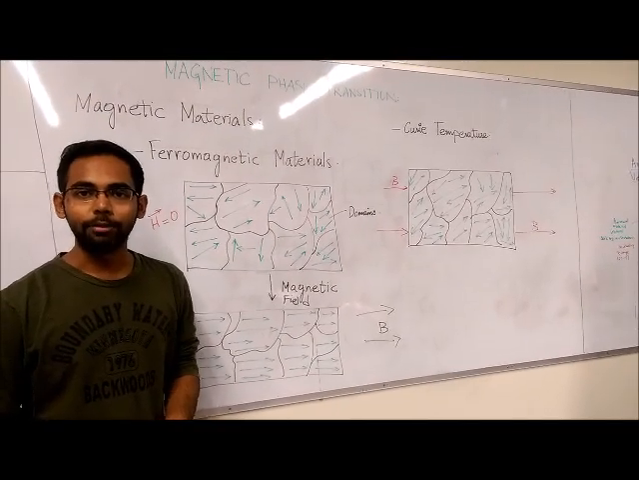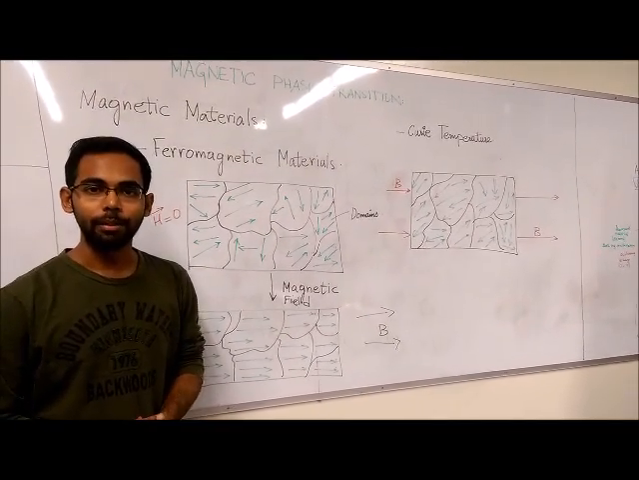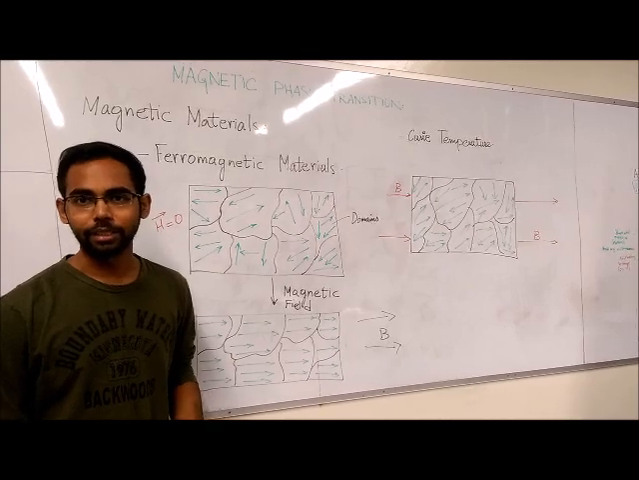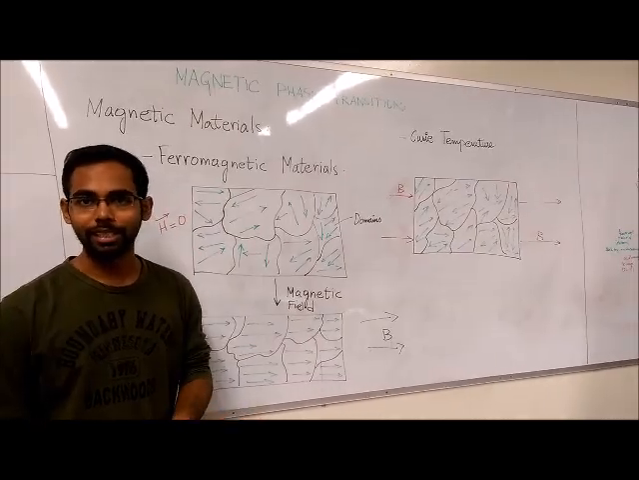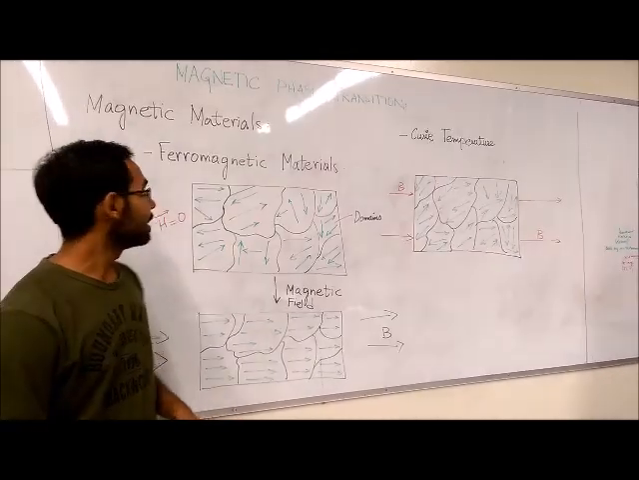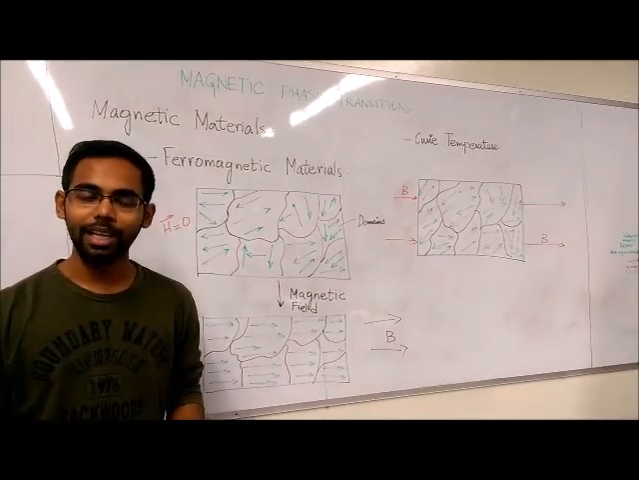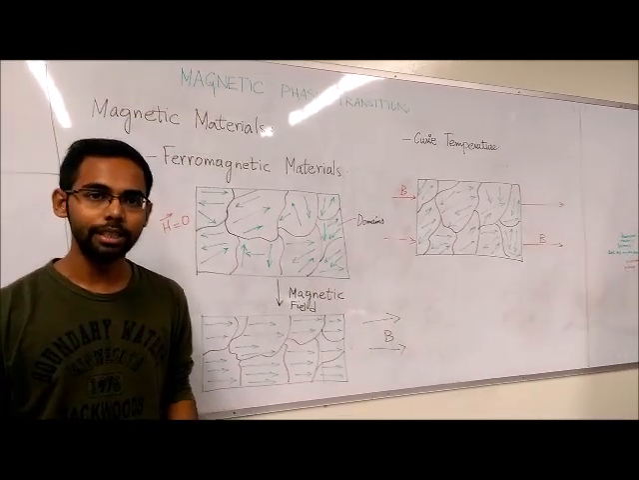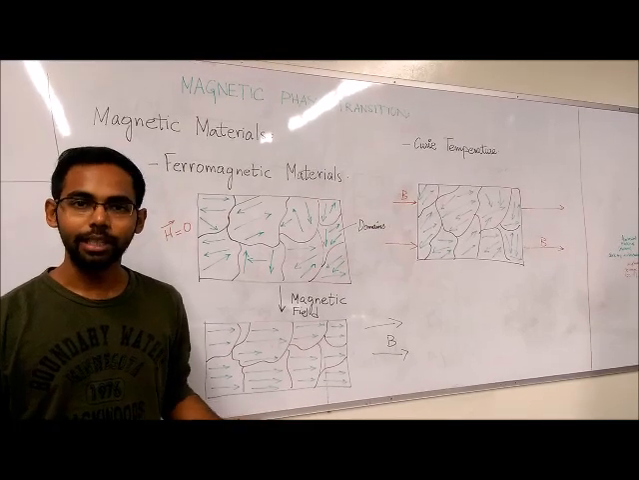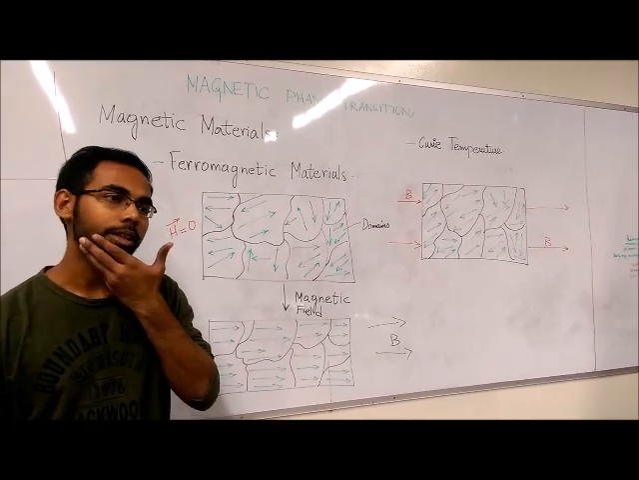This is basically about magnetic phase transitions and how this happens. So we are going to be dealing with magnetic materials, materials that possess magnetic properties. There are different types of magnetic materials, ferromagnetic materials, and diamagnetic materials. But right now we are just dealing with ferromagnetic materials.